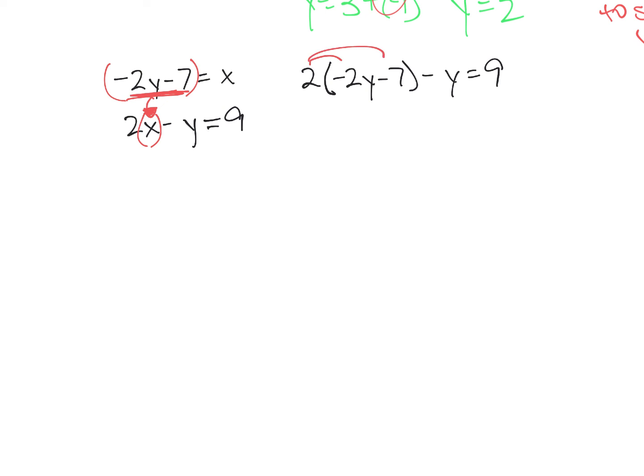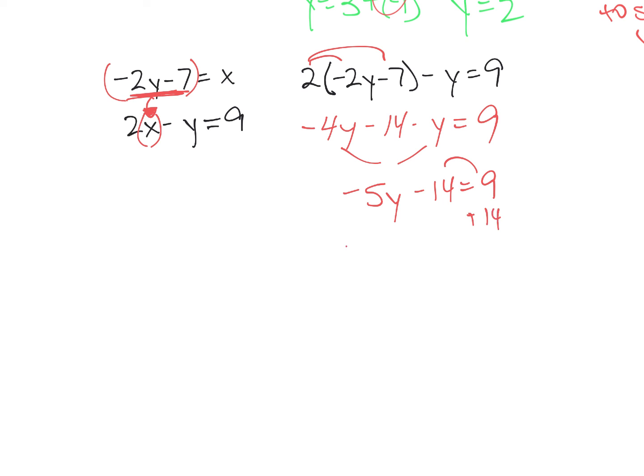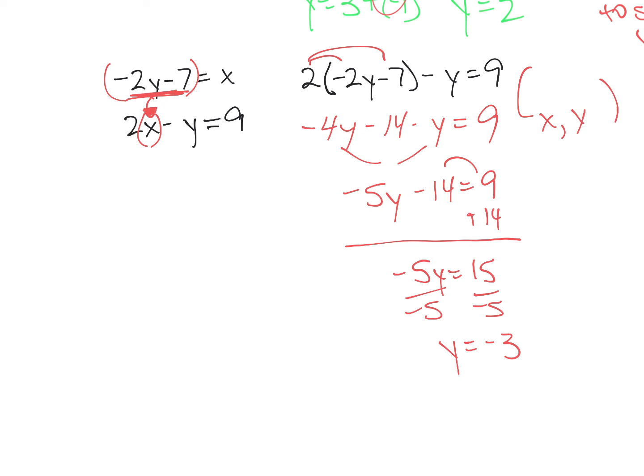So I'm going to distribute here. So I have negative 4y minus 14 minus y equals 9. Combine like terms, so I have negative 5y minus 14 equals 9. Add 14 over, so I have negative 5y equals 15. Divide by negative 5. Remember, all inverse operations, so y equals negative 3. Okay, so I have my solution. It's an ordered pair. You have to write it like that.